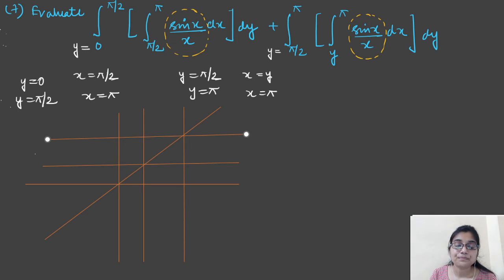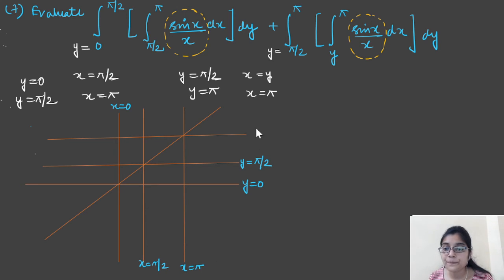Okay, fine. So now I'll just mention the names of these curves. So this was what line? This was our x is equals to 0. Okay, this is our y is equals to 0. This is our y is equals to pi by 2, and this is your x is equals to pi by 2. Then this is your x is equals to pi. You got y is equals to pi. This is your y is equals to x. Okay, all the lines we have drawn.